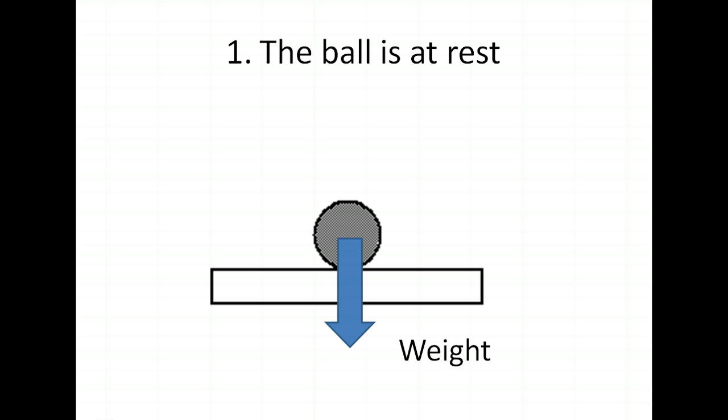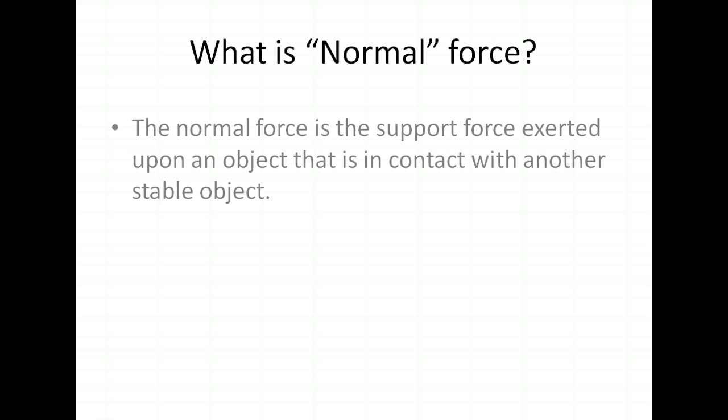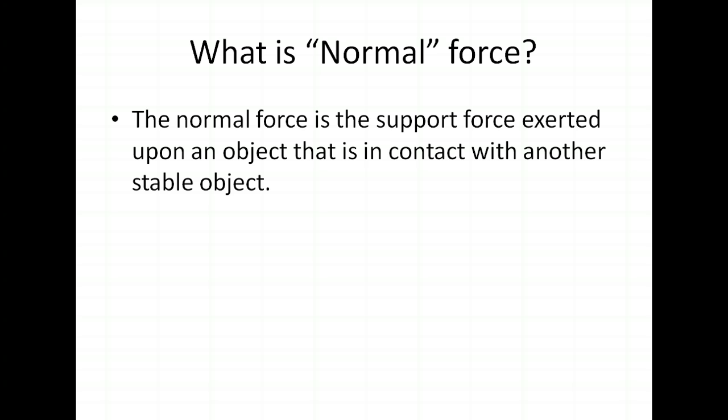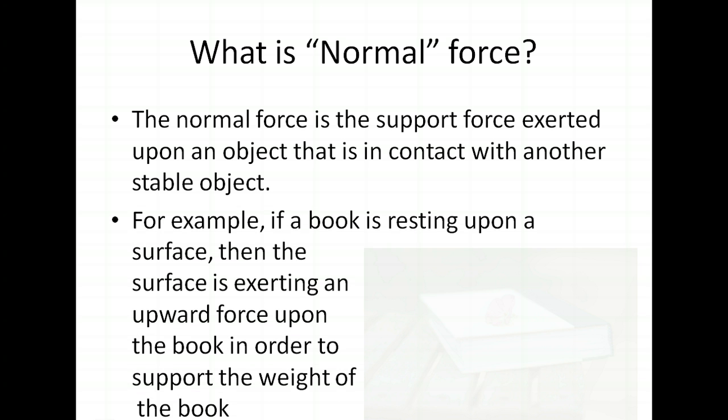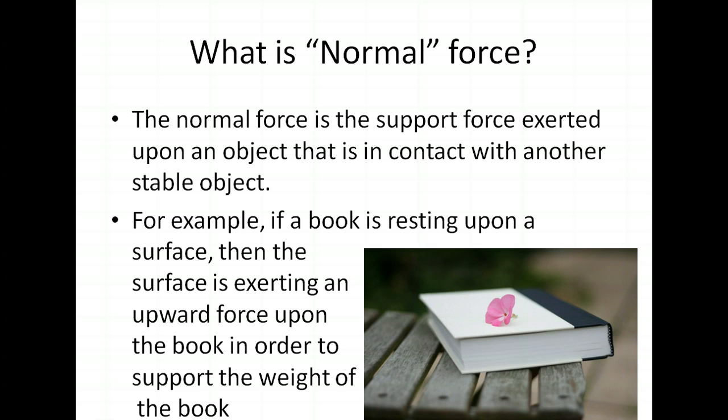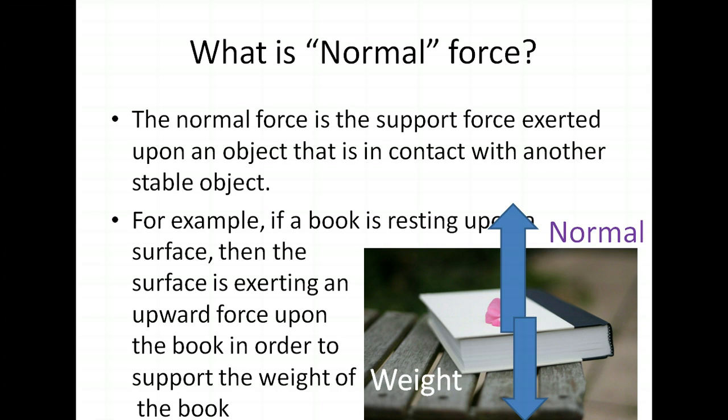But if we know we have a force going downward, we also have to have a force pulling up. That force is known as the normal force. So what is the normal force? It's the support force exerted upon an object that is in contact with another stable object. So when something is sitting on a surface, the surface is actually exerting an upward force, such as this book pictured here, in relation to the downward force, which is due to the weight or gravity.